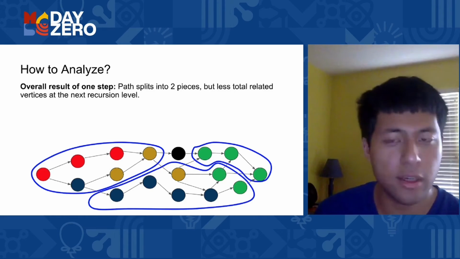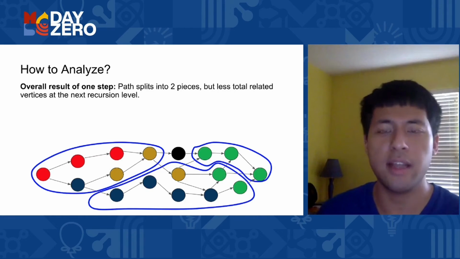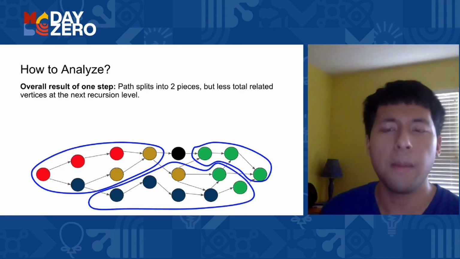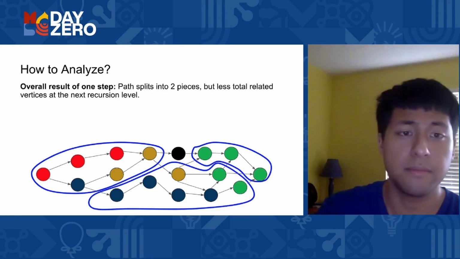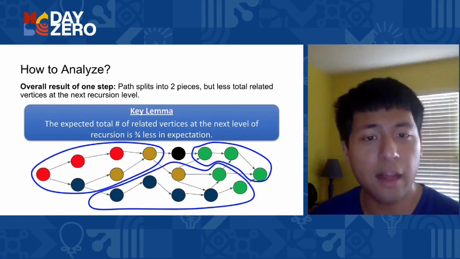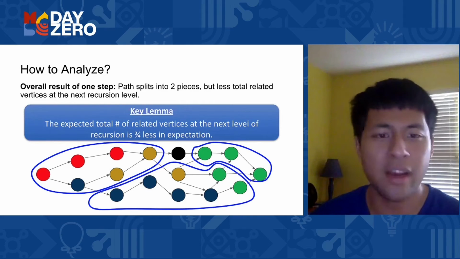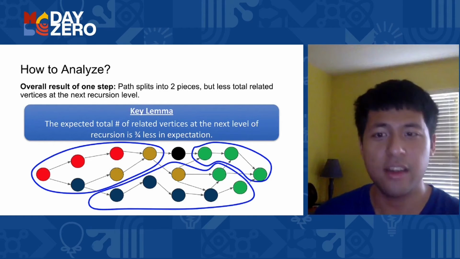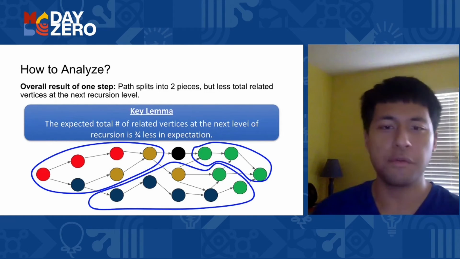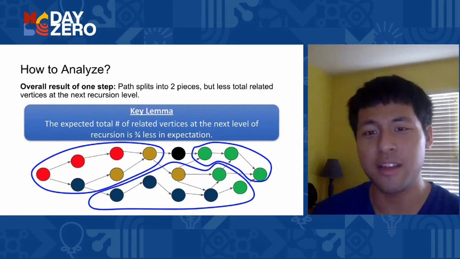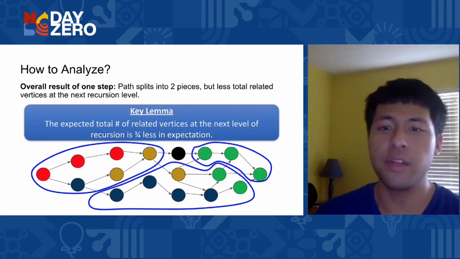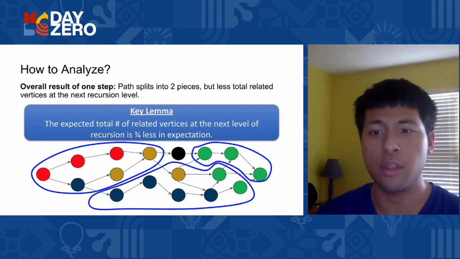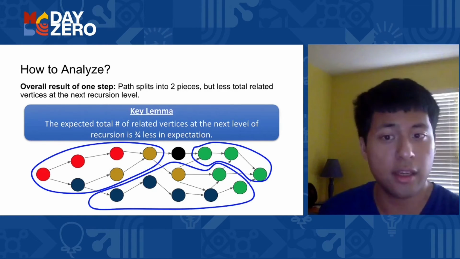So just to recap one more time, the overall result of the recursion is that the path got split into two pieces, but some vertices that used to be ancestors, descendants, or bridges are no longer that. The main lemma, which drives the analysis, is that the expected number of related vertices at the next level of recursion is at most 3/4 times the number of related vertices at the previous level of recursion. So in here, you can notice that the number of related vertices went down by 3 in the next level. The 3 green vertices on the right are no longer related.